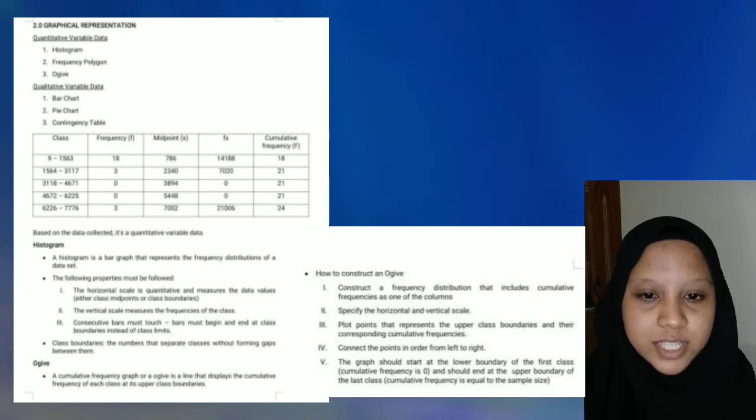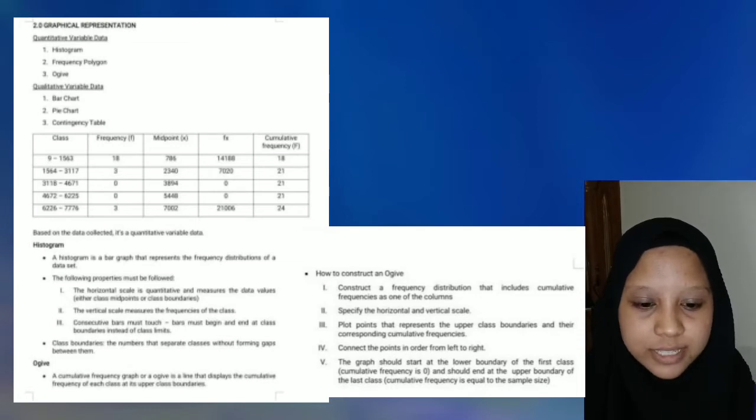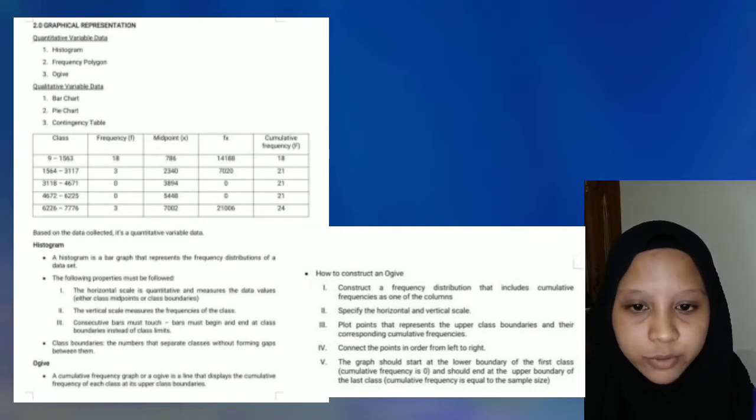Next, to construct an ogive, include cumulative frequency as one of the columns, specify the horizontal and vertical scale, plot points that represent the upper class boundaries and their corresponding cumulative frequencies, and then connect all the points.